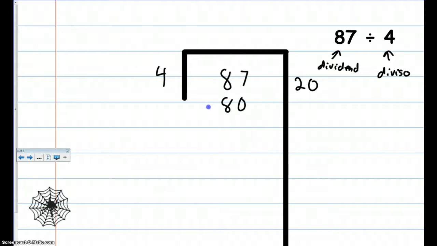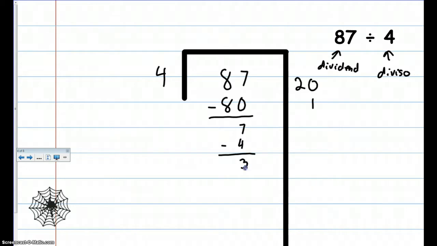And I'm going to put that underneath here. And then I'm going to subtract. And I have 7 left. So about how many times could 4 go into 7? Well, I'm going to say not twice, because 4 times 2 is 8. So I'm going to say 1 time. So 4 times 1 is 4. And then I'm going to subtract. 7 minus 4 is 3.